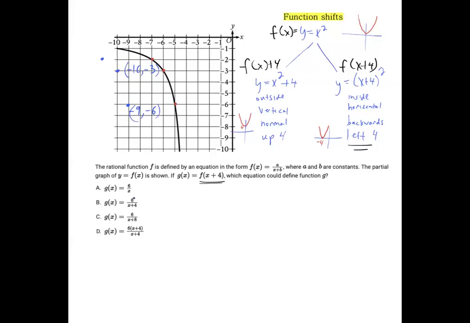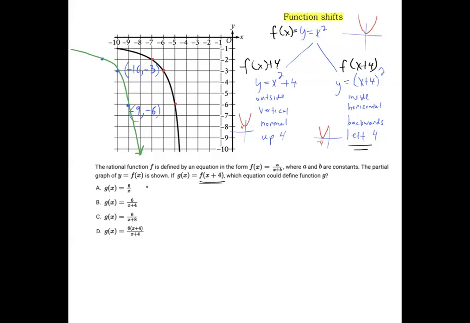So for which of these functions do you get those new points? The new function after it shifted left by 4 looks a little something like this. And what we can do is plug in the points -10, -3, or -9, -6 to see which of them match and therefore which of them are on g of x.